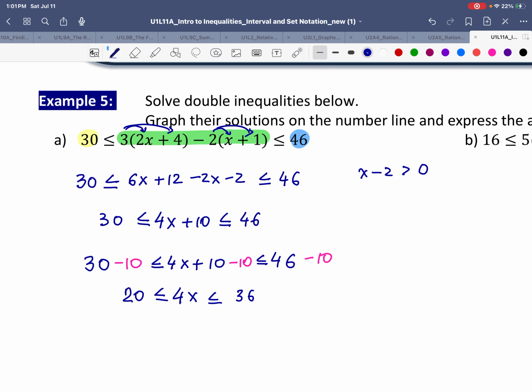Now I want you to think, what do I do to isolate x? Because that's our ultimate goal. Well, what do you want to isolate x from? Number 4. And what's the operation with x? Multiplication. So to eliminate something multiplying a variable, we do the opposite of it, the reverse of it, which is division. So when we divide, we'll divide all 3 parts by the same number, by number 4.